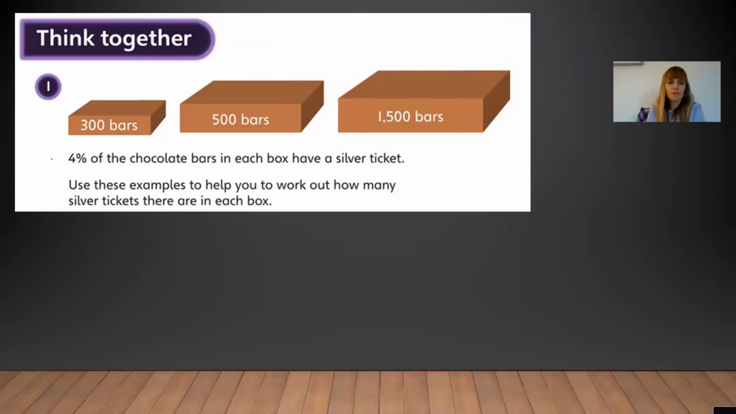Now for our Think Together, we've got some other boxes here containing chocolate bars. And this time it's telling us that 4% of the chocolate bars in each box have a silver ticket. Now here I want you to think carefully about how you can use the knowledge of understanding how to work out 1% to calculate other numbers which go up in ones. So in this case, a little bit like when we did yesterday, we worked out 20%, we said we always need to work out 10% first. So now if we are trying to work out 2%, 3%, 4%, 5%, and so on, if you calculate 1% first, you can always get to those other numbers.